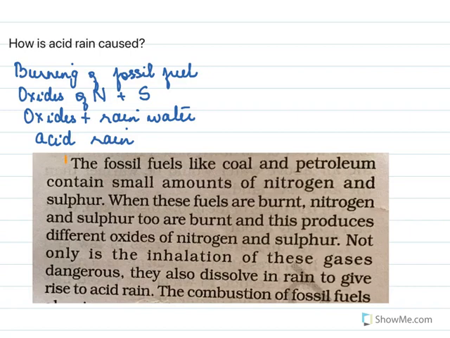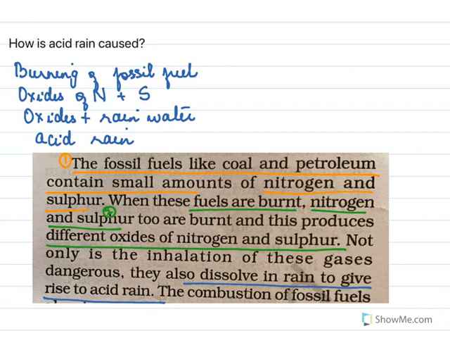So the first point we need to write is that fossil fuels like coal and petroleum contain small amounts of nitrogen and sulfur. Second point, when these fuels are burnt, nitrogen and sulfur too are burnt, and this produces different oxides of nitrogen and sulfur. Now, these oxides then dissolve in rain to give rise to acid rain.